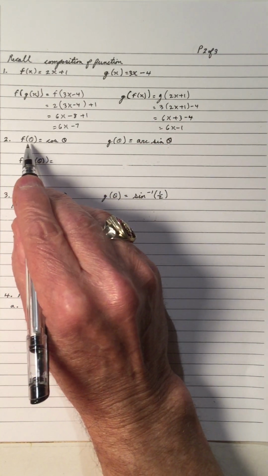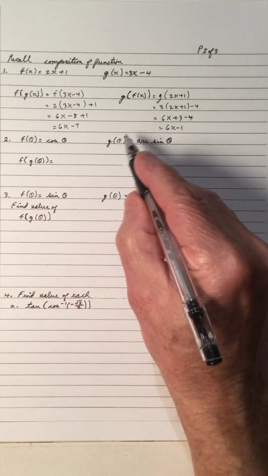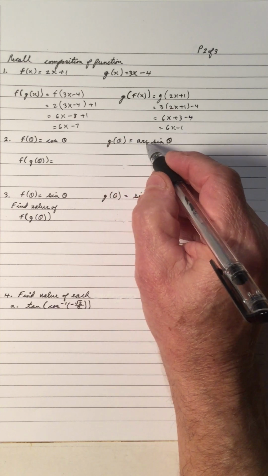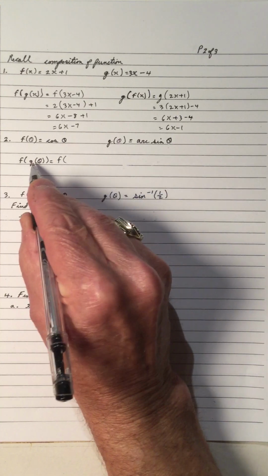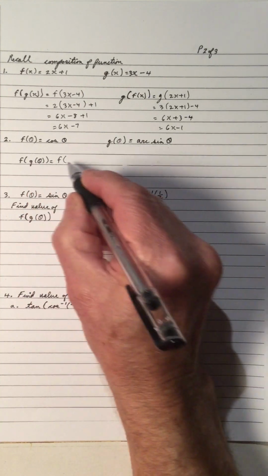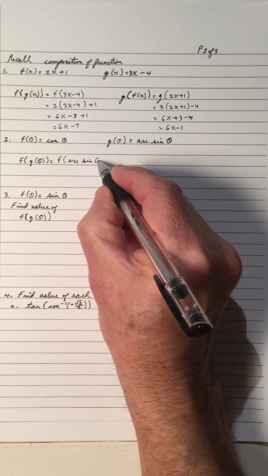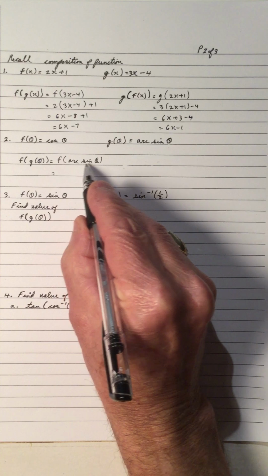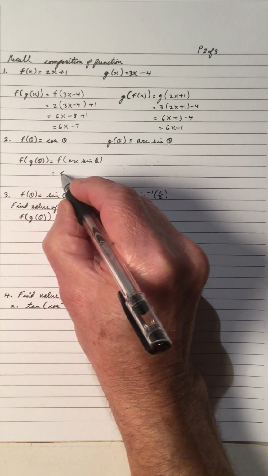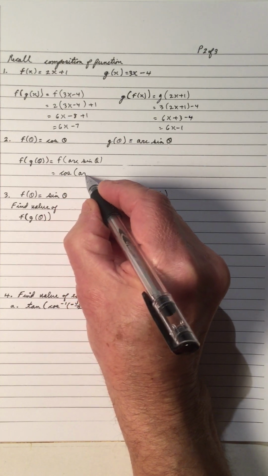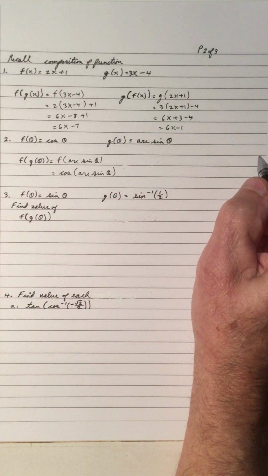Number 2, let's look at the trig. The f of theta is cos theta, and the g of theta is arc sine of theta. So the g of theta is right here, arc sine theta. Now we take the arc sine theta and put it in place of theta here. So that goes right here. So that's cos of arc sine theta. Again, doing the composition.